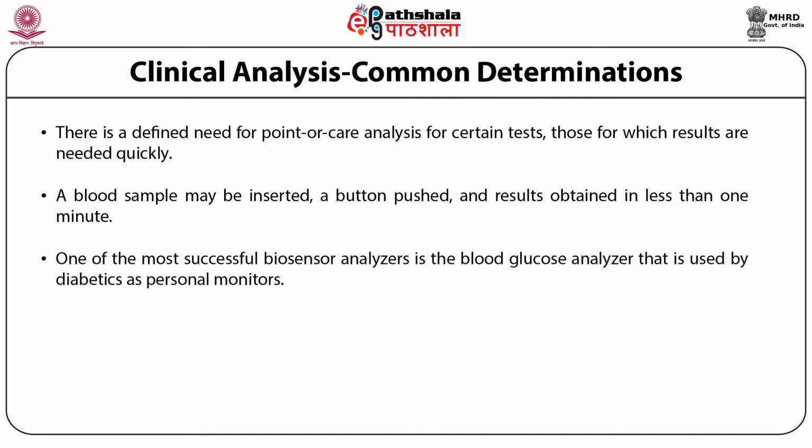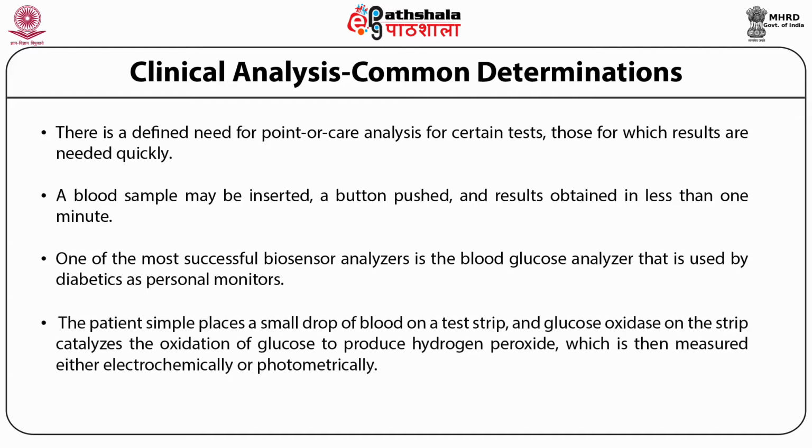One of the most successful biosensor analyzers is the blood glucose analyzer that is used by diabetics as personal monitors. The patient simply places a small drop of blood on a test strip, and the glucose oxidase on the strip catalyzes the oxidation of glucose to produce hydrogen peroxide, which is then measured either electrochemically or photometrically.